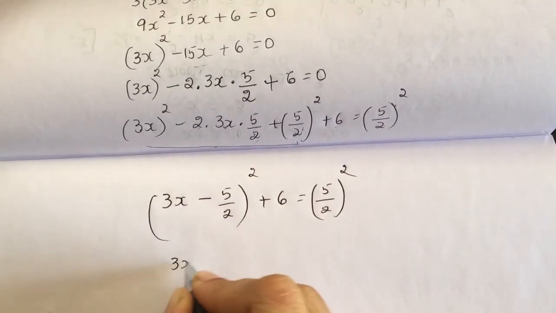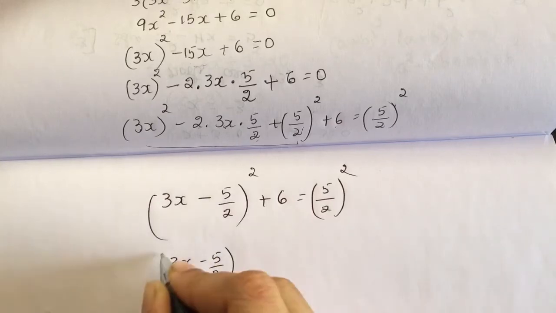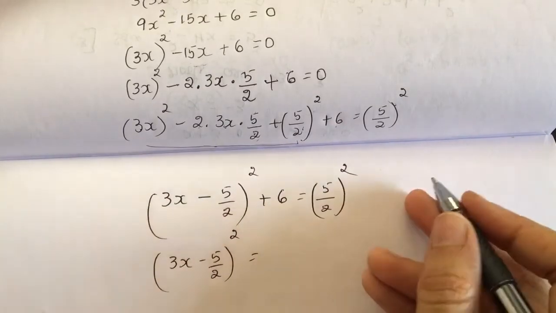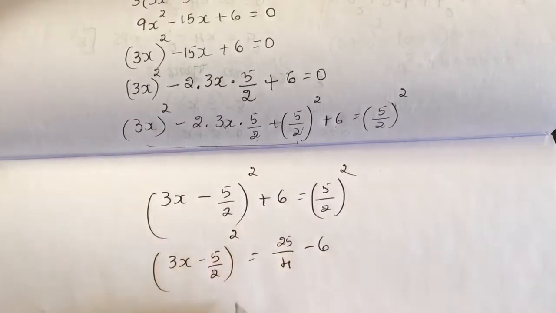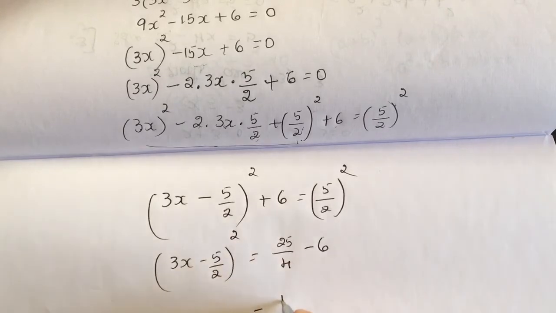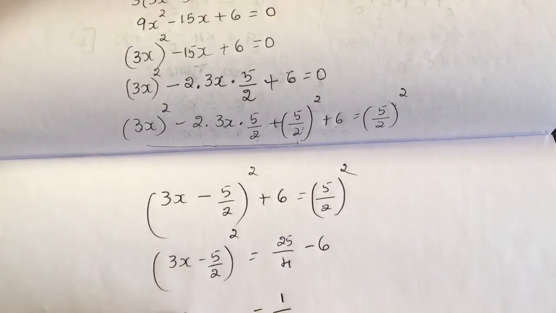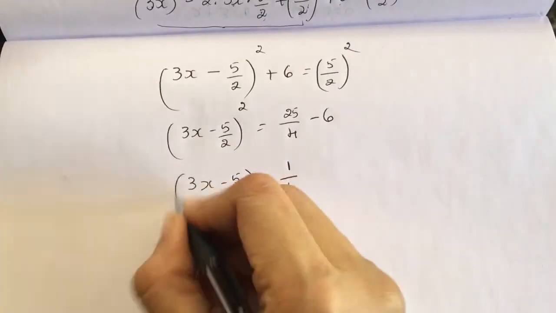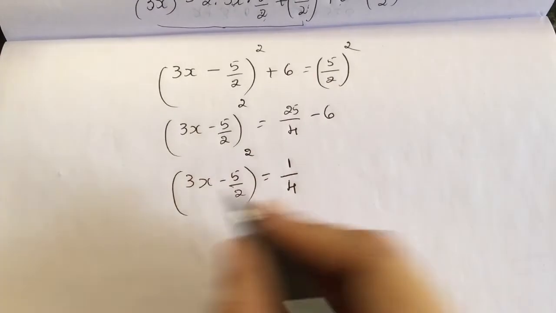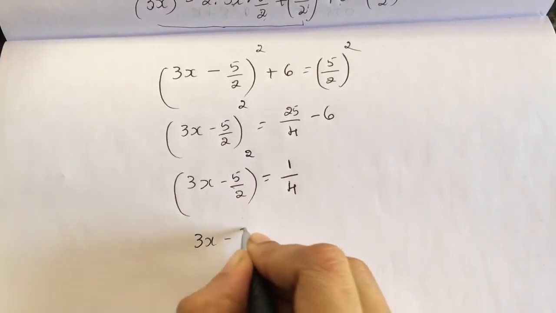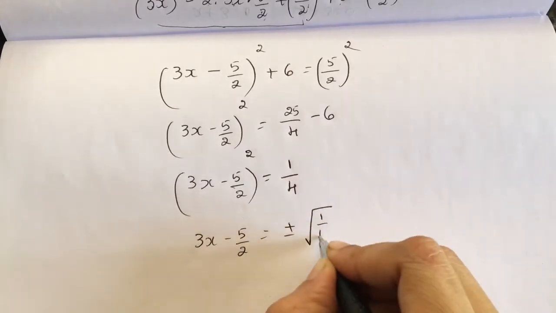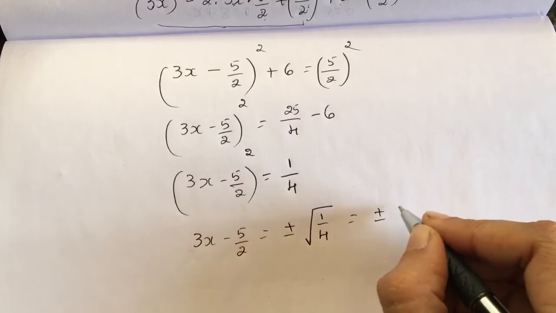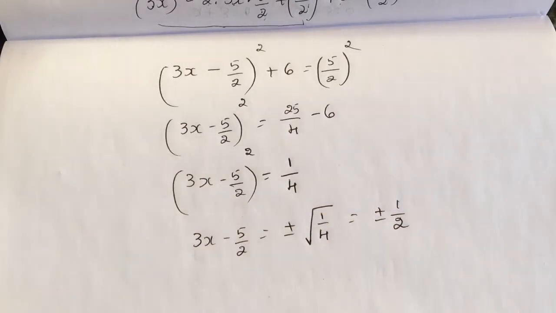Now 3x minus 5 by 2 whole square. I'm taking this 6 to this side. This is 25 by 4 minus 6. That's the same as writing 1 by 4. 3x minus 5 by 2 whole square is 1 by 4. Same as writing 3x minus 5 by 2 equal to plus or minus root 1 by 4, which is nothing but plus or minus 1 by 2.